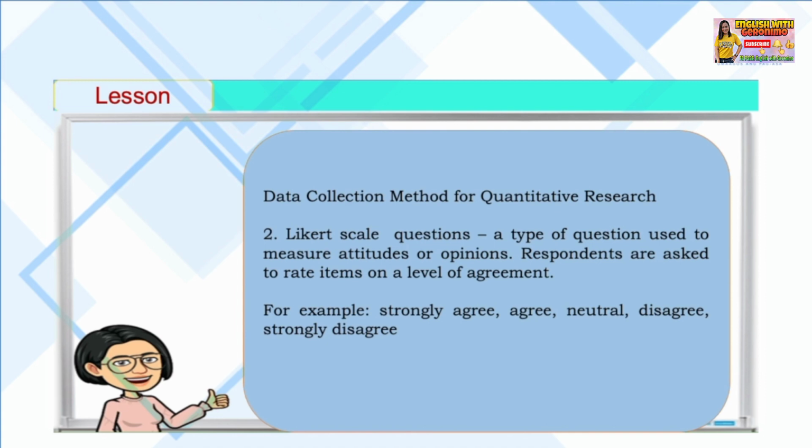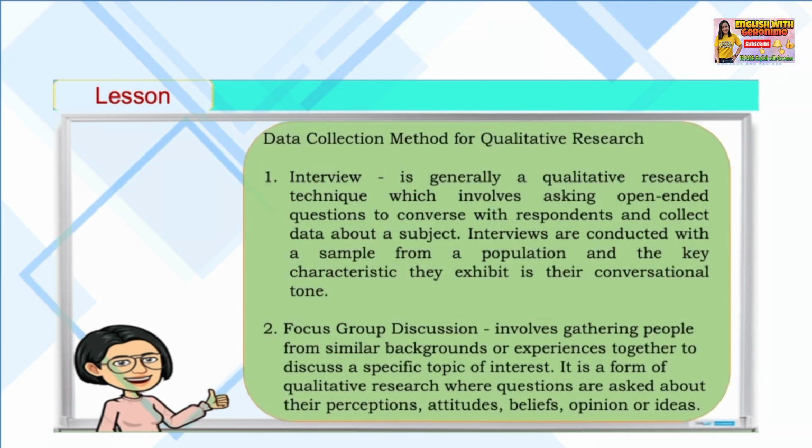Data collection method for quantitative research. Number 2, Likert scale questions. It is a type of question used to measure attitudes or opinions. Respondents are asked to rate items on a level of agreement. For example, strongly agree, neutral, disagree, or strongly disagree.